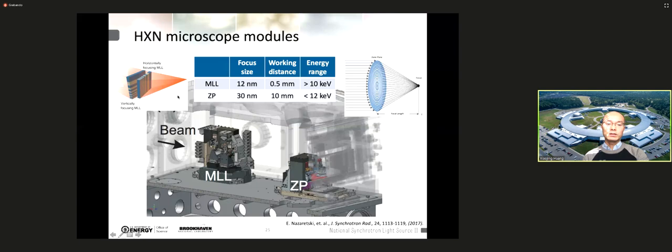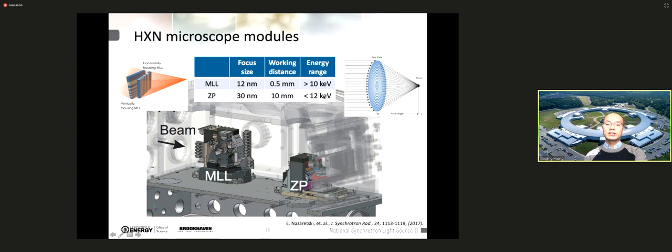In order to accommodate as many sample systems as we can, we build two microscope modules in our chamber. The first one uses a zone plate as the focusing optics. This setup can focus X-ray down to about 30 nanometers, and it provides a generous working distance, usually larger than 10 millimeters. This zone plate module usually works at a relatively low energy range, below 12 keV.